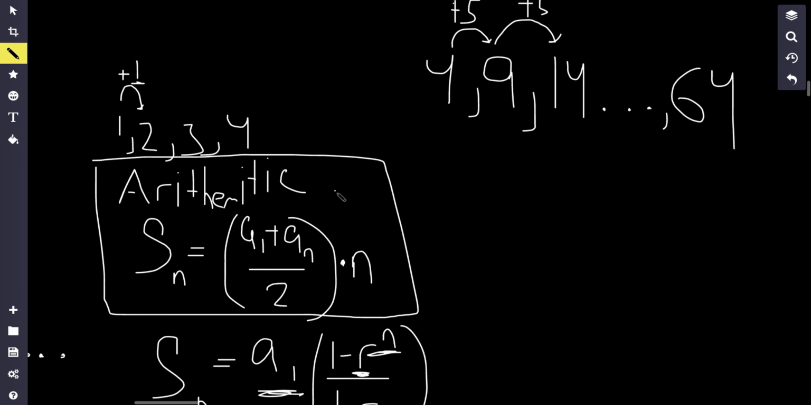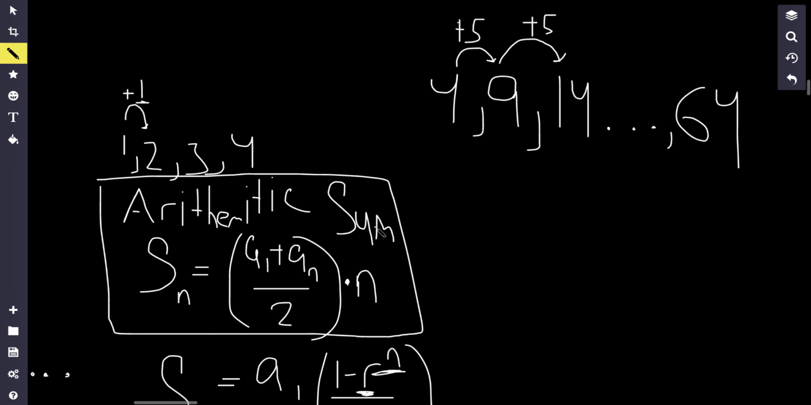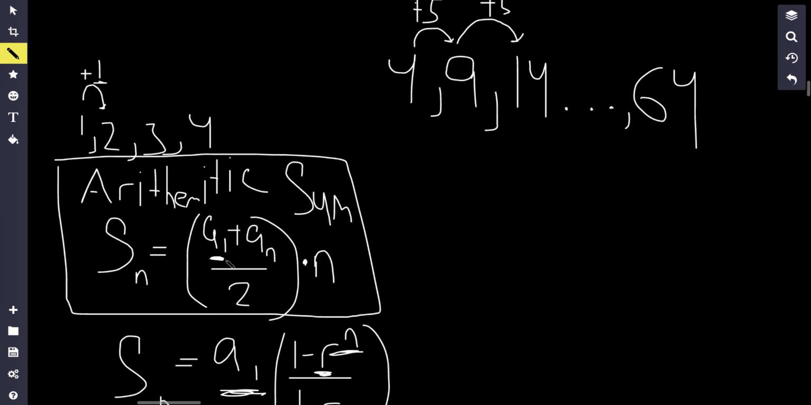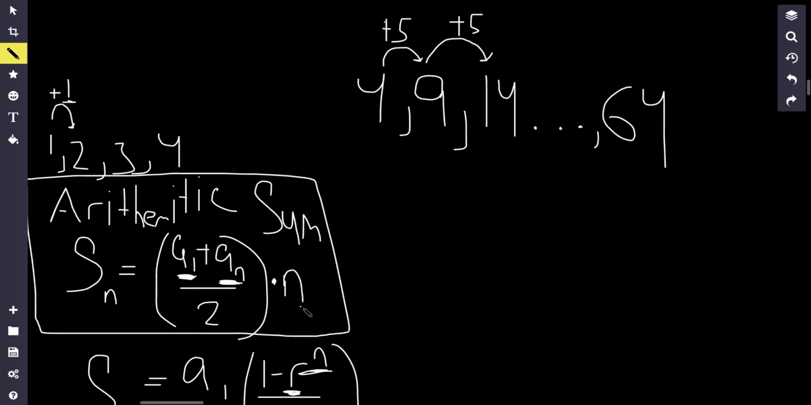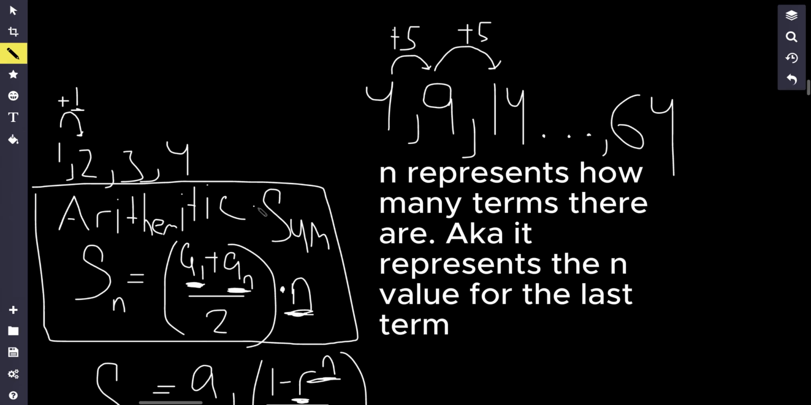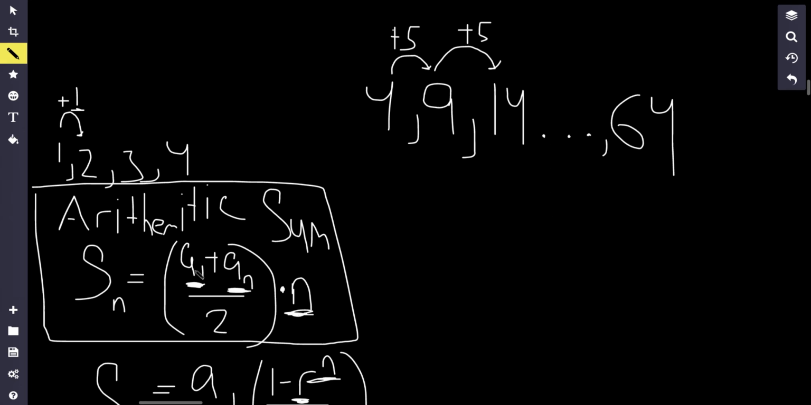Well, notice how in my arithmetic sum formula, the sum for an arithmetic sequence, we need to find out what our first term is, and we need to find out what our last term is, the a sub n, and we have to find out what n is equal to.